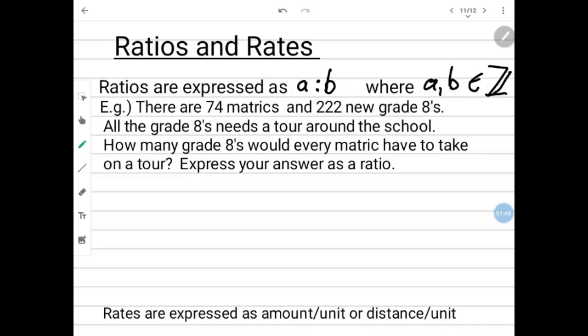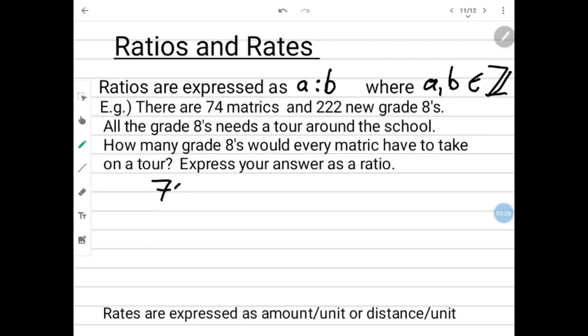So the first example is this one, where we have now that there are 74 matrics. And let's say, just for example, for this year, there are 74 matrics and 222 new grade 8s. So all the grade 8s need to have a tour around the school. And how many grade 8s would every matric have to take on a tour? Then we have to express our answer as a ratio. All right. So we can do the following. This is not a very difficult example. I'm sure you've seen these types before.